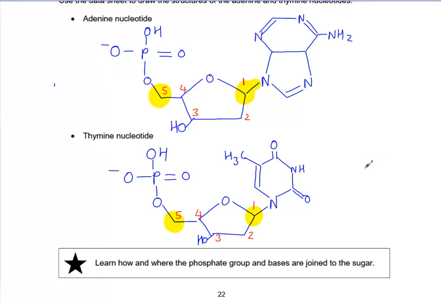In the exam, you may be asked to draw the nucleotide in a different orientation, a different way round. You will be allowed a piece of tracing paper in the exam to draw the diagram from the data sheet and then rotate it so that it's in the correct orientation for your diagram on answering the question.